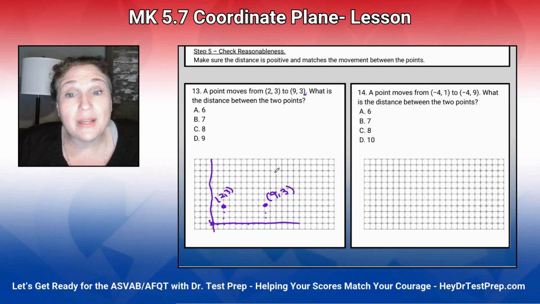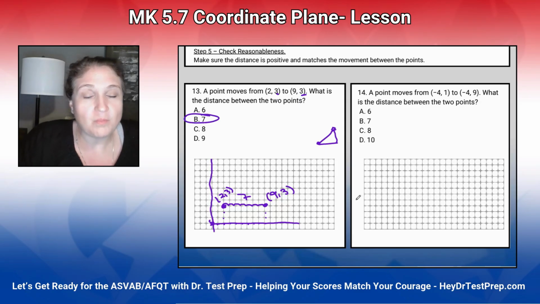Now, some of you might notice in this one case, because these numbers are the same, you can just do 9 minus 2 and that's the answer, 7. But that does not work because sometimes you'll have a diagonal line, and that's when you're going to have to do something called the Pythagorean theorem that we'll talk about in another problem. So I'm going to still just show you practicing counting. 1, 2, 3, 4, 5, 6, 7. The distance is 7.